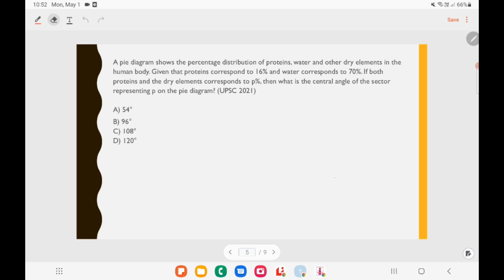This is from UPSC 2021. There is a pie chart which shows the percentage distribution. I told you that UPSC can give a pie chart showing absolute values, or the angles made by the segments, or the percentage distribution. So here it has given the percentage distribution. Proteins, water and dry elements are there in the pie chart.